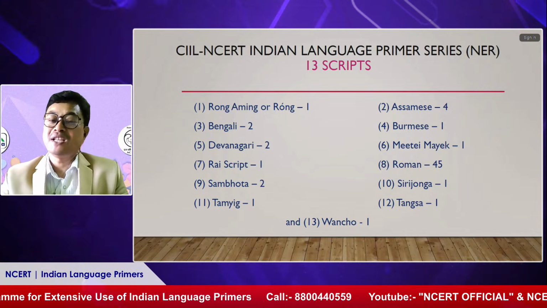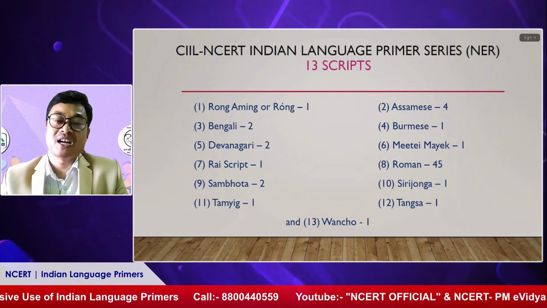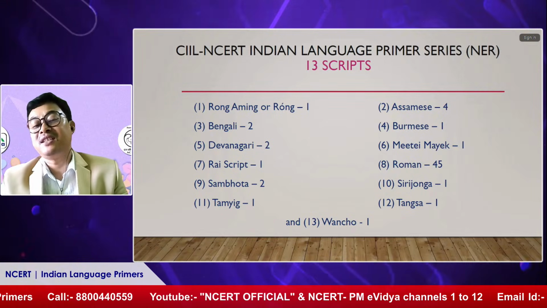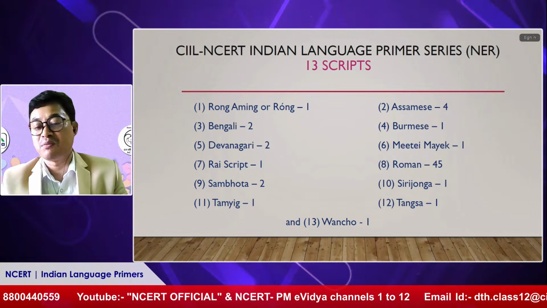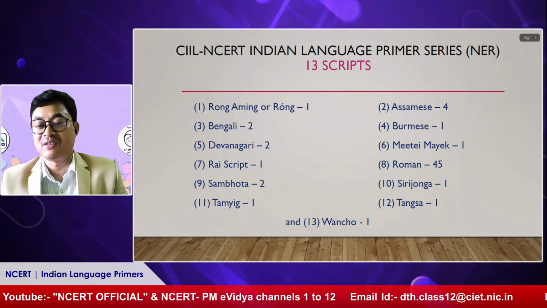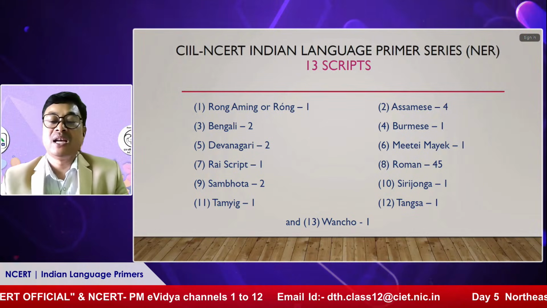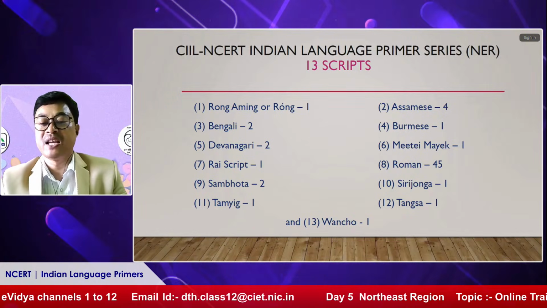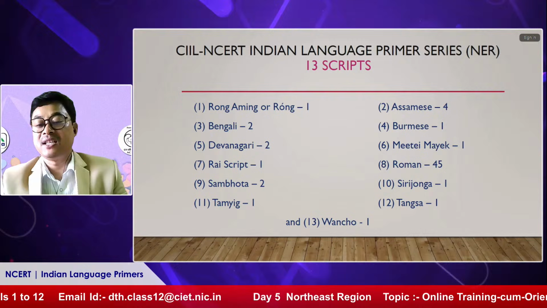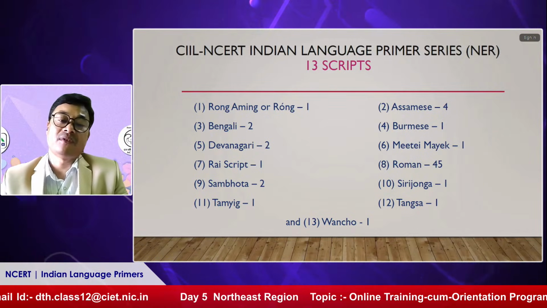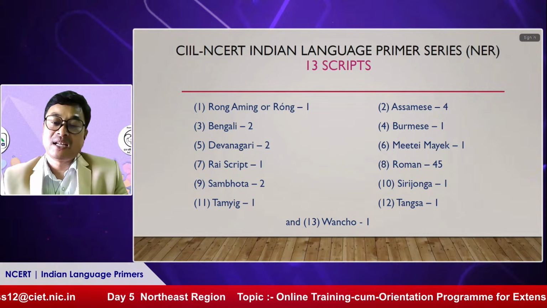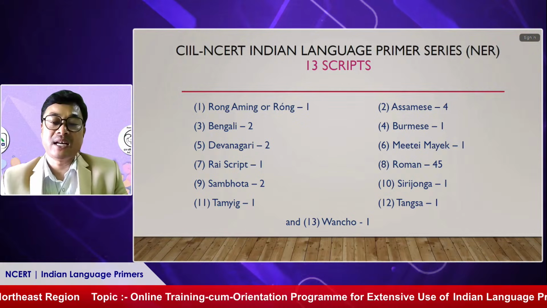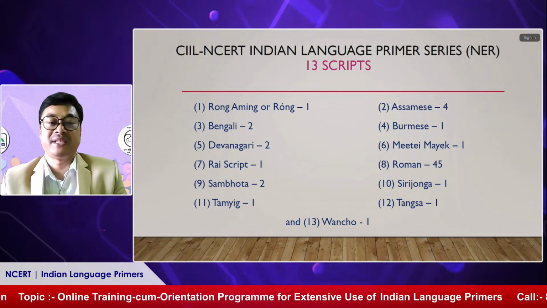Then the Roman script is used in writing as many as 45 recognized languages of Northeast India. If we include Kokborok, as they are also demanding Roman script, it will be 46. Then we have Sirizonga, which is used in writing the Limbu language from Sikkim. Again, Tangsa is a very recently developed script for the Tangsa language from Arunachal Pradesh. It is a Naga language, and in the same way Wancho was developed very recently for a Naga language called Wancho from Arunachal Pradesh.